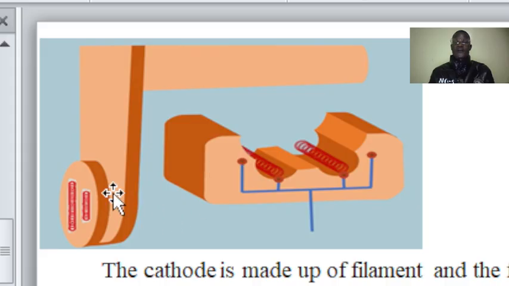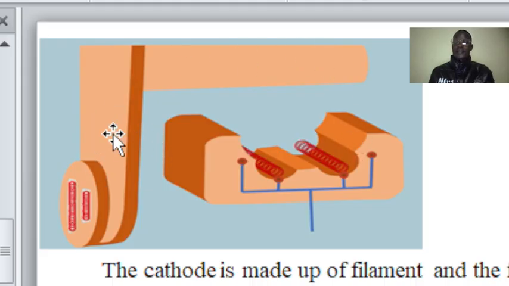If we look at the cross section of this filament, this is how it will look like. The cathode is composed of two filaments. We have a shorter filament and a longer filament. The choice of these filaments depends on the number of beams of electrons that we want to produce, and it's also informed by the type of focusing cup that is used.